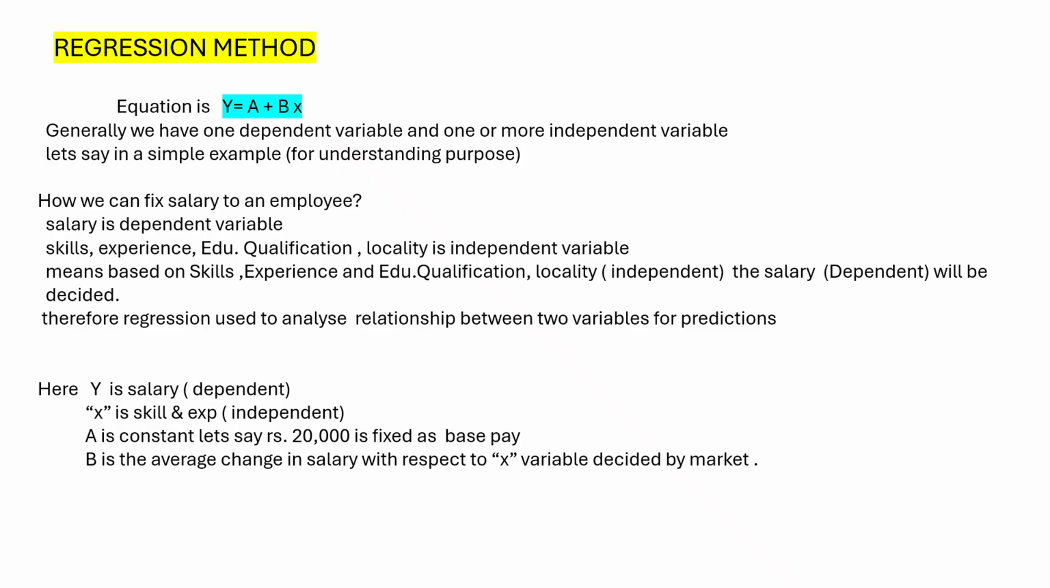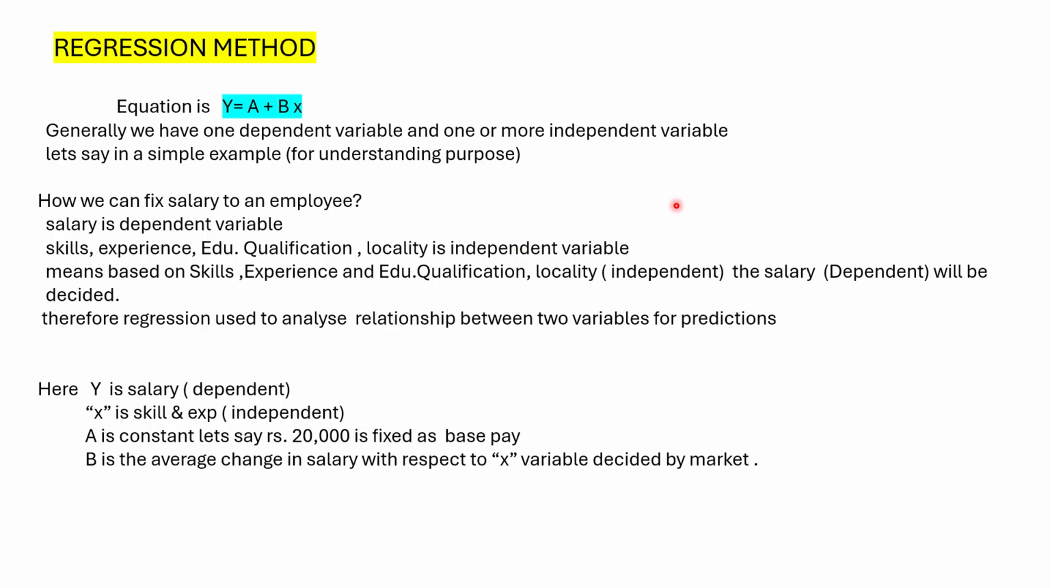In this example, you can clearly understand why we are using the regression method in a forecast. How can we fix a salary for an employee? The salary is the dependent variable, and the skills, experience, educational qualification, and locality are independent variables. What do you mean by this? The salary will be determined based on the skills we have, the experience, the educational qualification, and where we get hired. Based on the locality, the salary will be determined. Do you agree with me? So the salary is the dependent variable and all these, skills, experience, educational qualification, locality, will be independent variables.